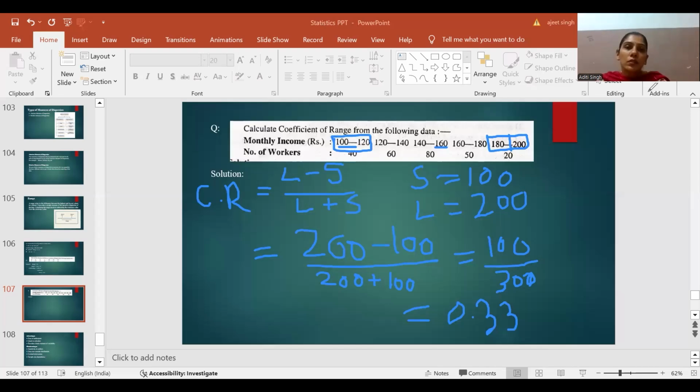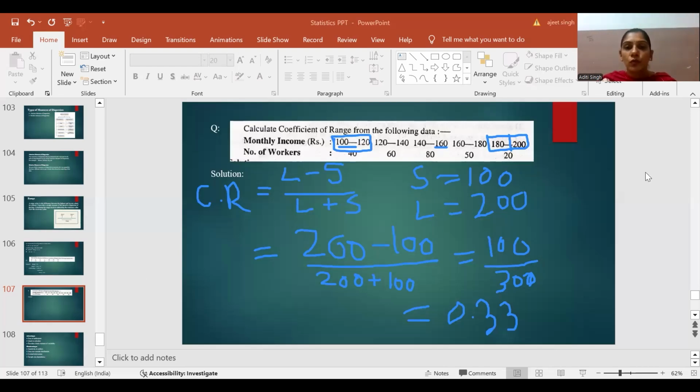If we talk about the disadvantage of range, then it depends on the sample size. Basically, range does not account for sample size, so data sets with different sample sizes may have similar range even if their variability differs significantly. This can lead to misrepresentation, especially when comparing data sets of different sizes. Okay, so these are some disadvantages of calculating range.